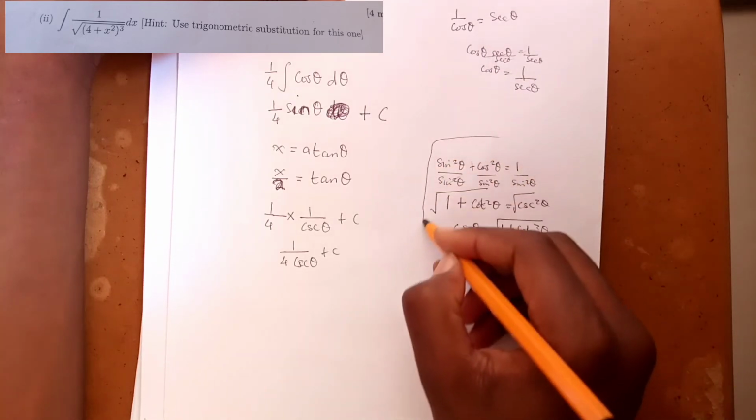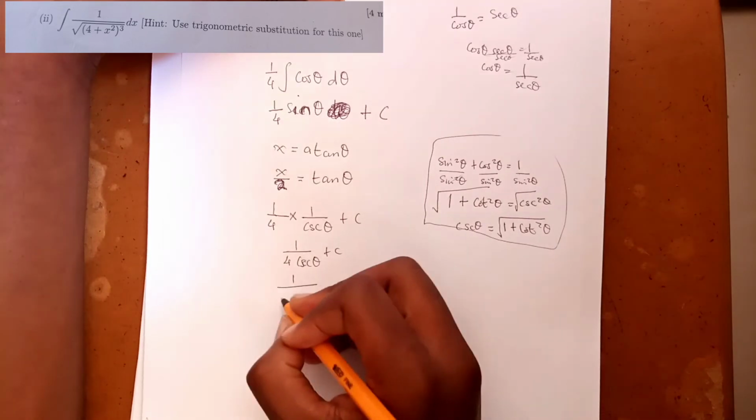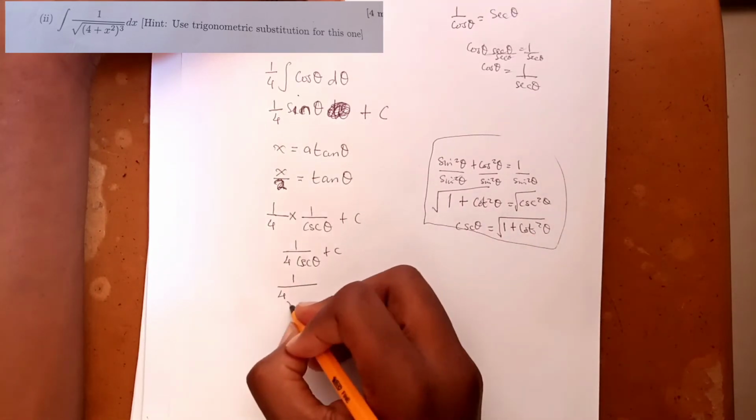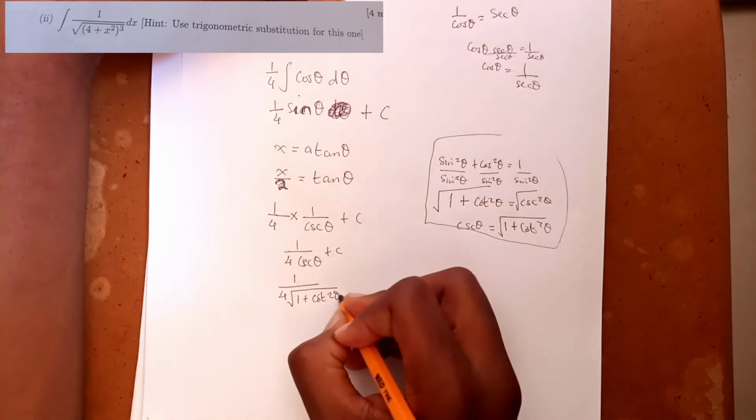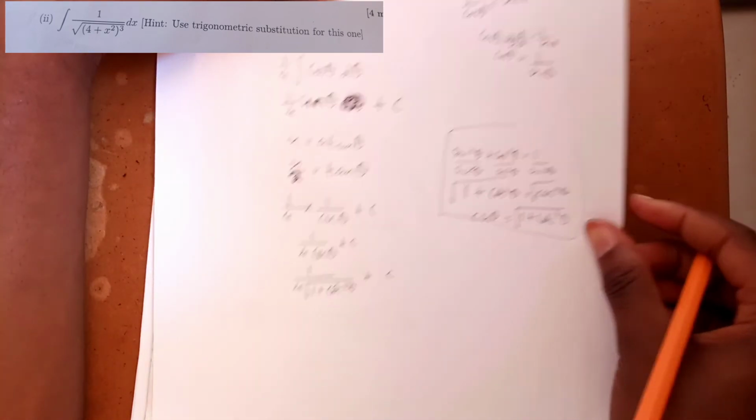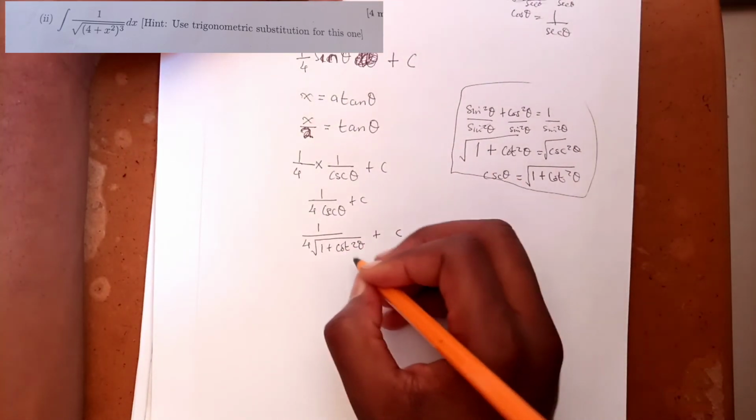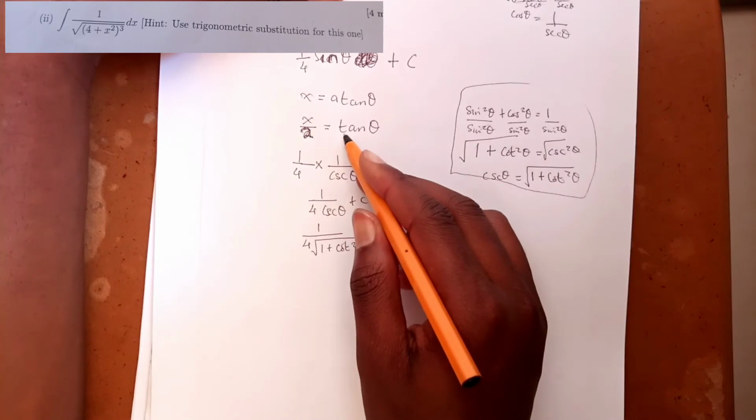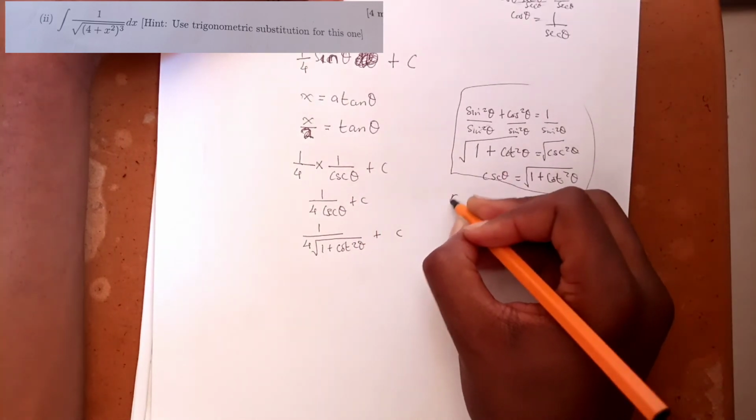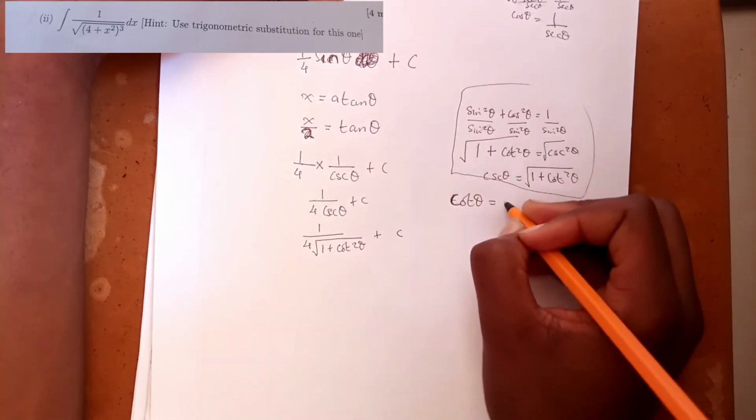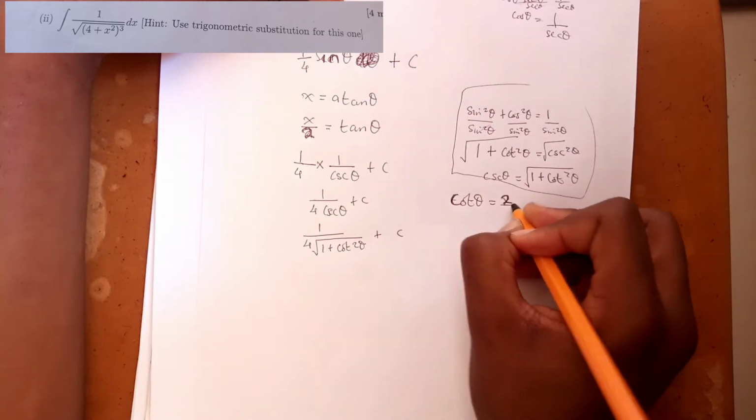And then this is just rough work, you don't have to show it in your working, but then you can take this one back there. So you have 1 over 4 cosec theta is just the square root of 1 plus cot squared theta, plus c. So now we try to replace, since tan theta is 1 over cot theta, cot theta will now be equal to 2 over x.